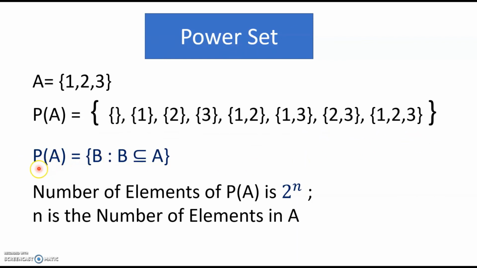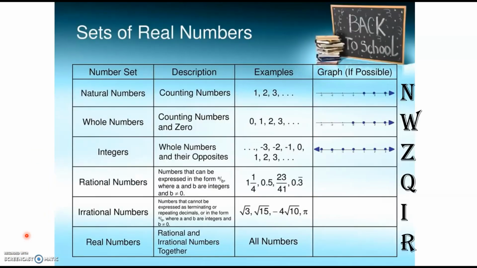Now we can define power set as: power set of A is equal to the set of all B's where B is a subset of A. Now the number of elements of this power set is 2 power n, where n is the number of elements of the set A. Now I want to take you through some of the basic notations for numbers.